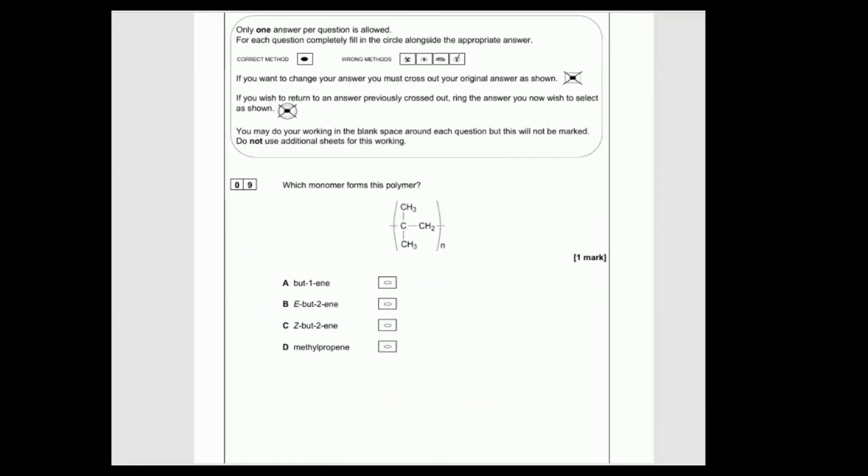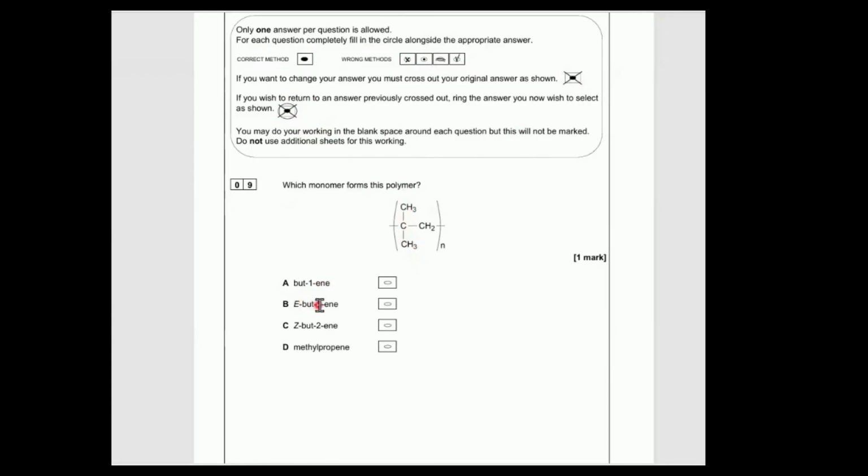Okay, time to go through the multiple choice section from the 2023 paper 2 AS-Chemistry for AQA. Just remember, you've got to put a little circle inside the box. If you make a mistake, you put a neat cross through it. Which monomer forms this polymer?